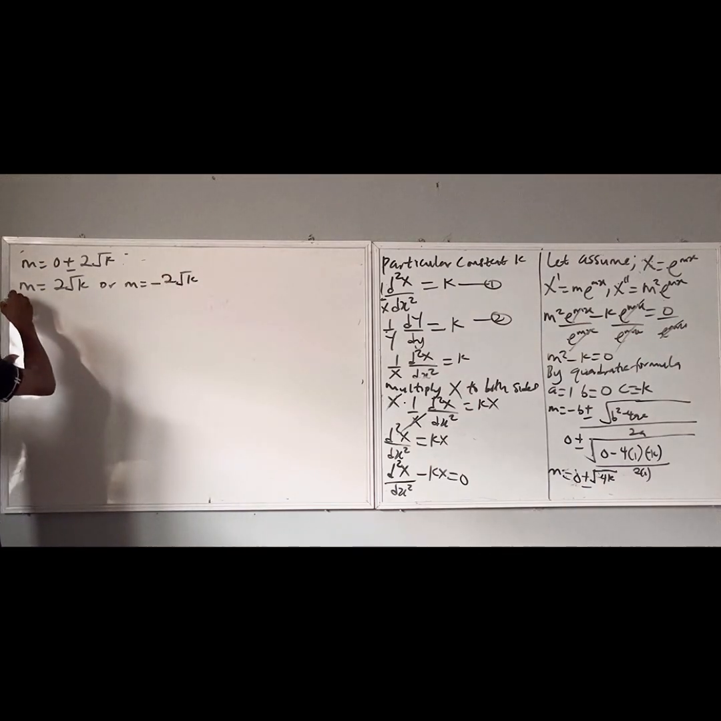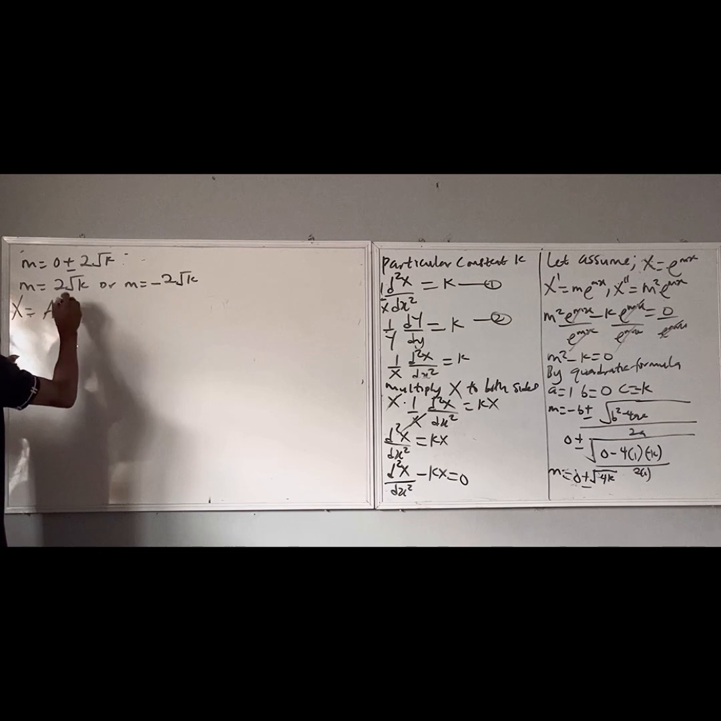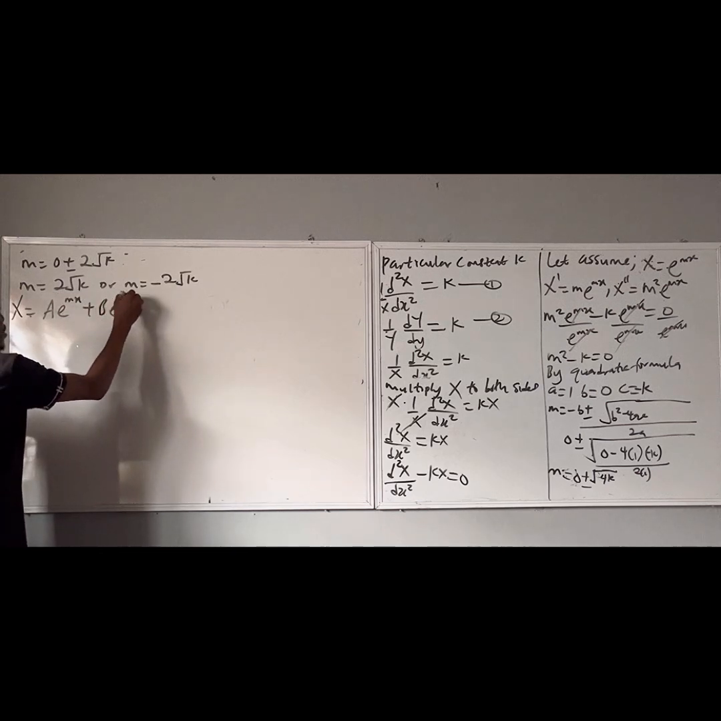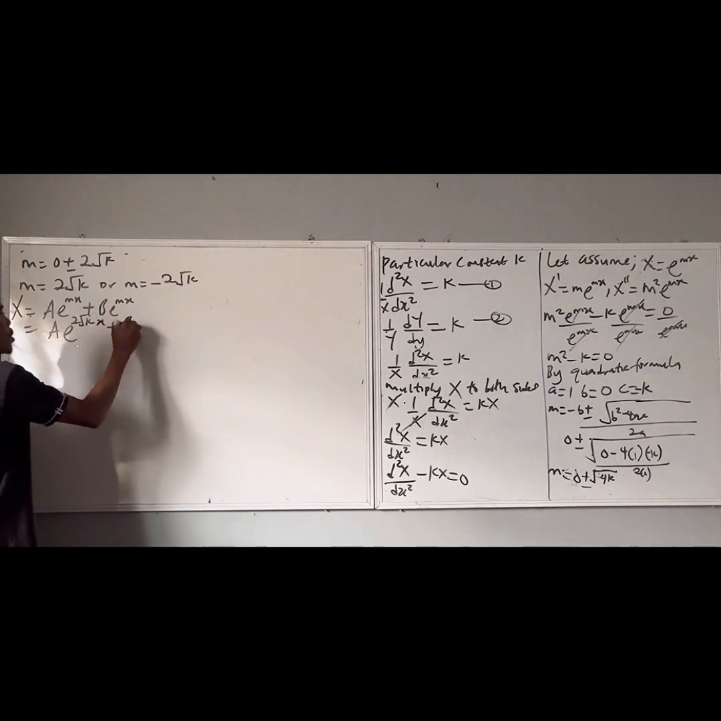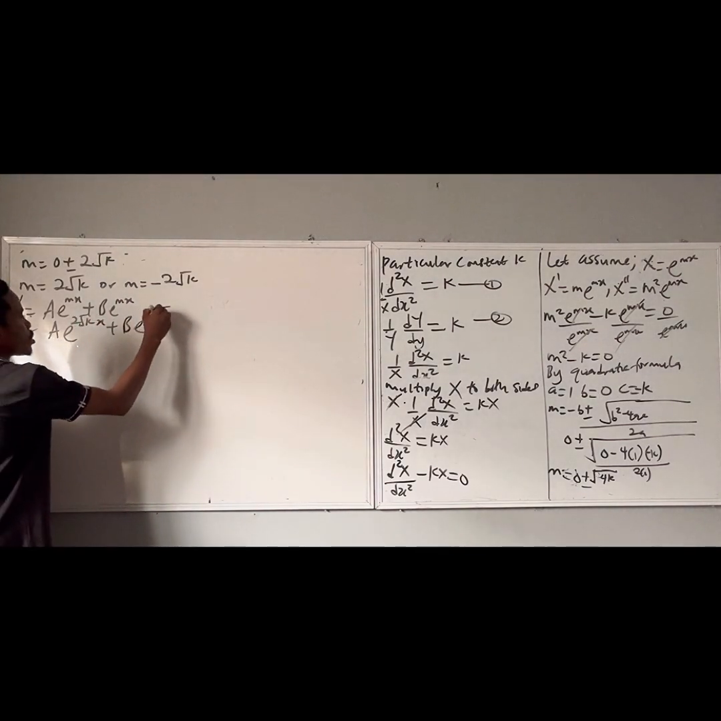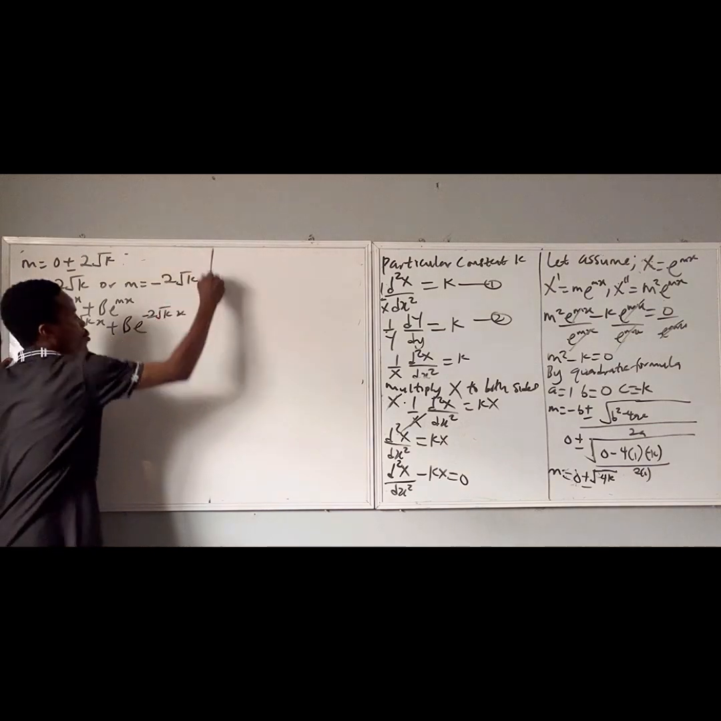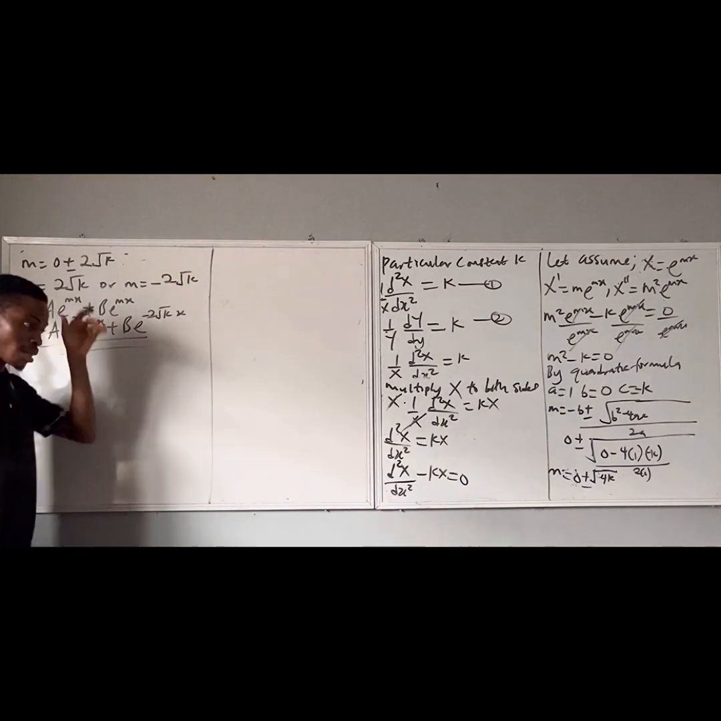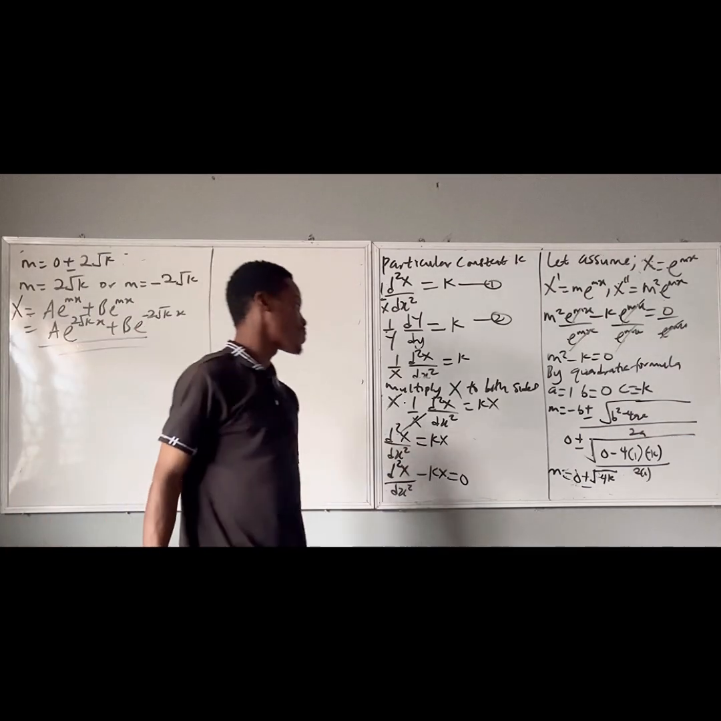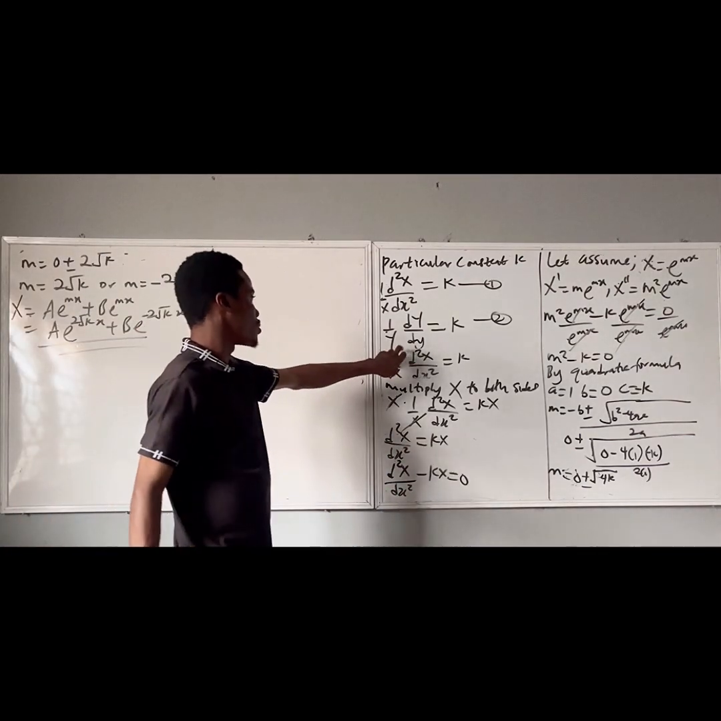So my x will now be a exponential mx plus b exponential mx, since they are not the same thing. So my m is what? A exponential 2 root kx plus b exponential minus 2 root kx. So for me, my x is this. I've gotten my x. So next is to get my y.